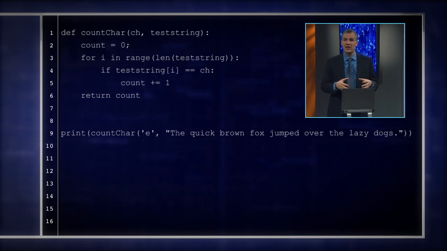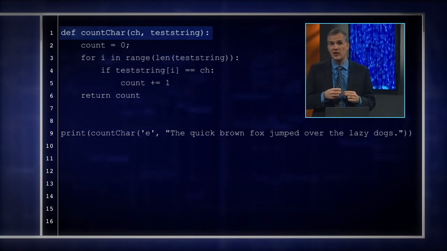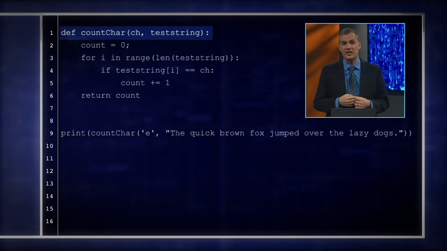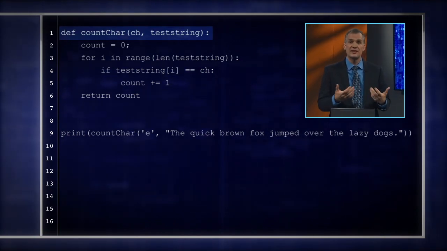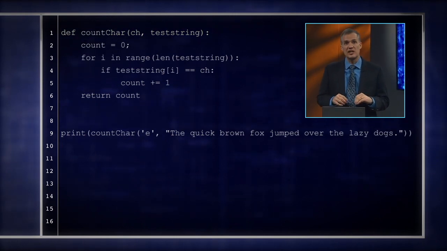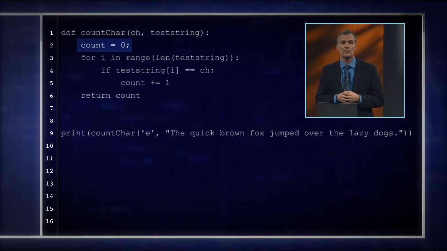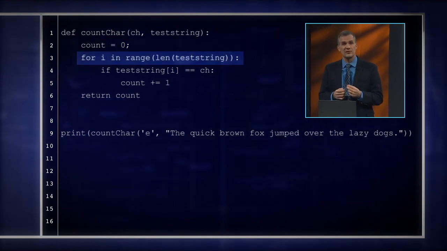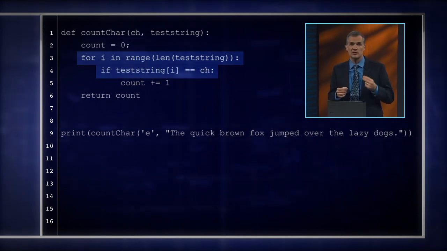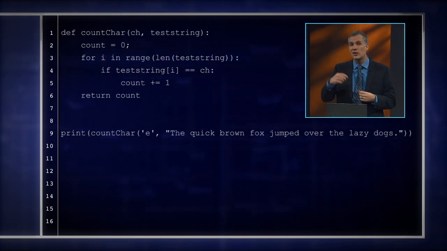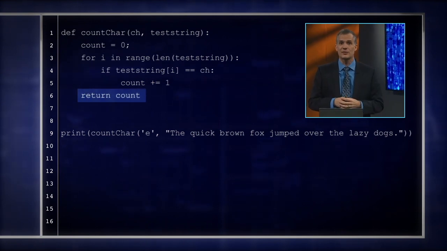Okay, here's what your code might look like. We have a function called countChar. It takes in two parameters, the first one being the character that we're wanting to count, ch, and the second one being the string that we want to count in, test string. Inside the routine, we're going to keep a count of how many times we encounter the character, so we start with 0. We'll loop over all the characters of the string with the for loop, and for each character, we'll check whether it's equal to the one that we're searching for or not. And we'll increment count each time we find a match. Notice that we return count at the end.